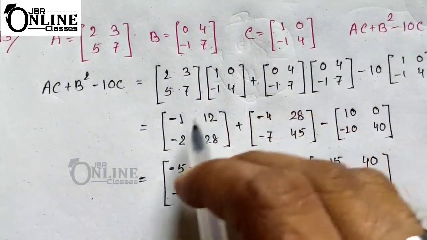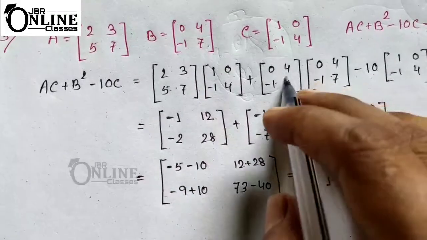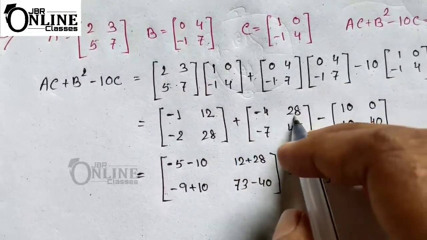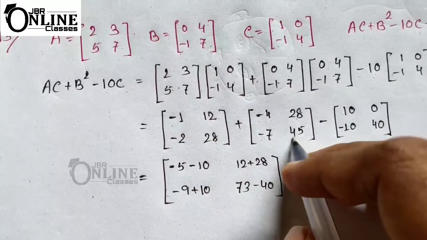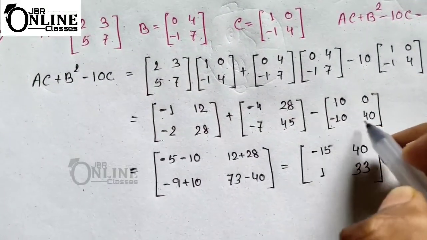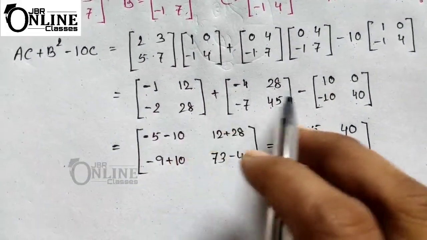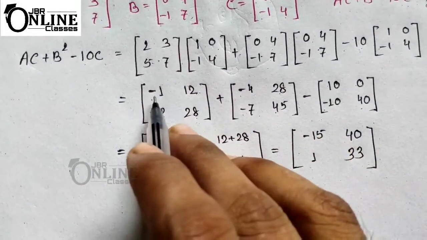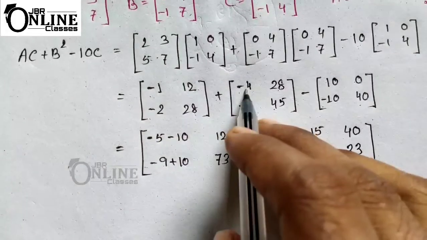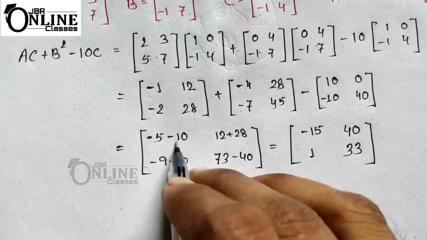So A into C, you will get [[-1, 12], [-2, 28]]. B into B, you will get [[-4, 28], [-7, 45]]. And 10 into C, so [[10, 0], [-10, 40]]. Okay, so here plus and minus. So first, minus 1 plus minus 4 is minus 5, and then minus 10. So write down minus 5 minus 10.